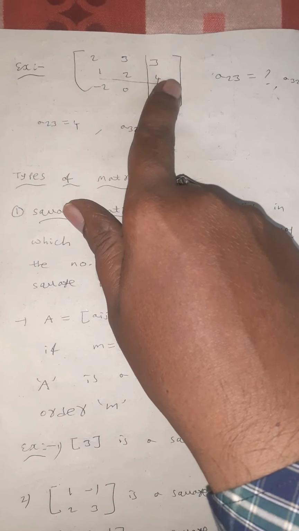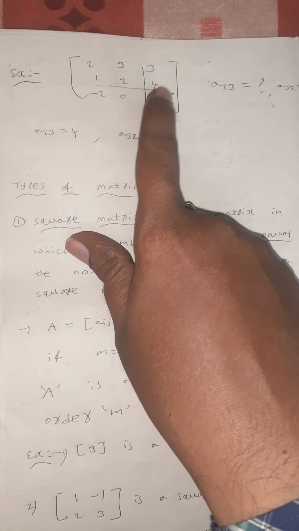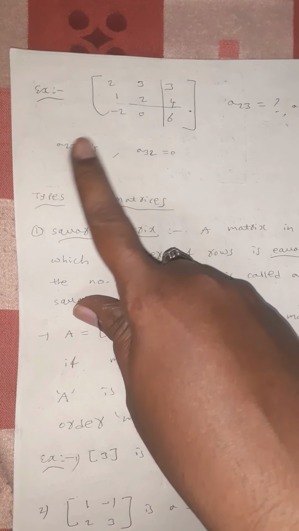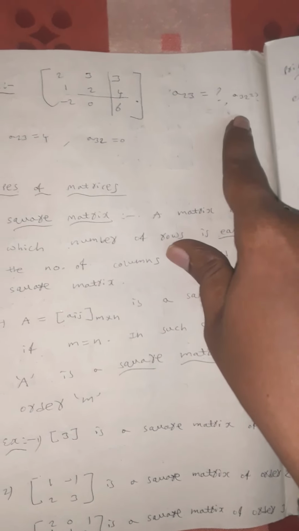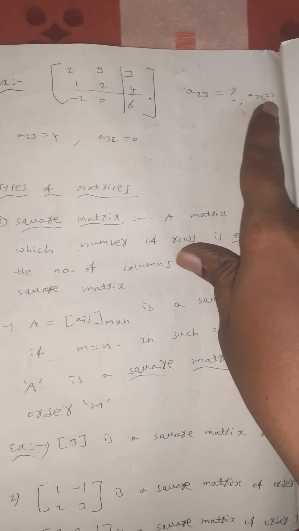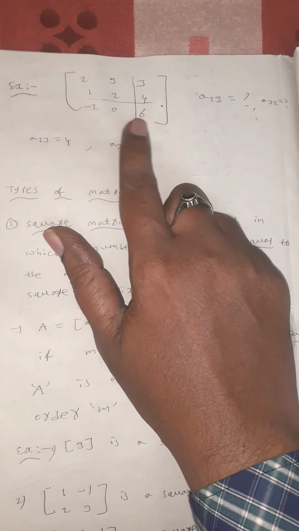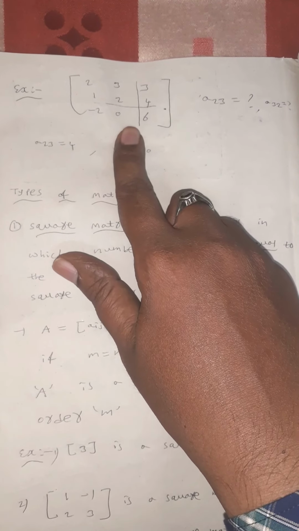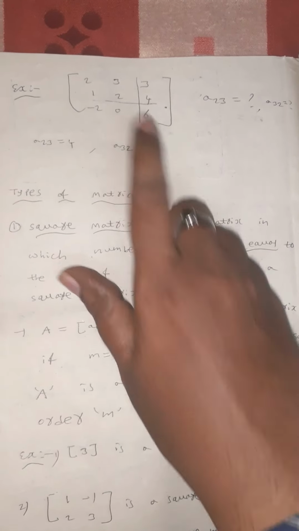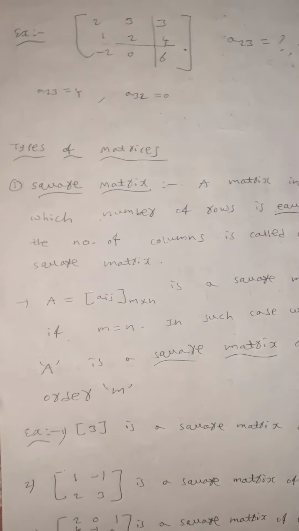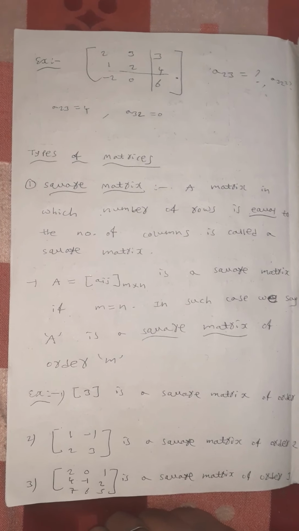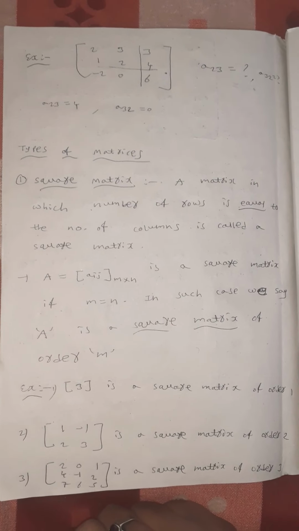So second row, third column. For which value is it intersecting? A23 means 4. So the answer is 4. Similarly, A32 means third row, second column. Where will it intersect? 0. So A32 means 0. Like that you can find the position of an element of a matrix.